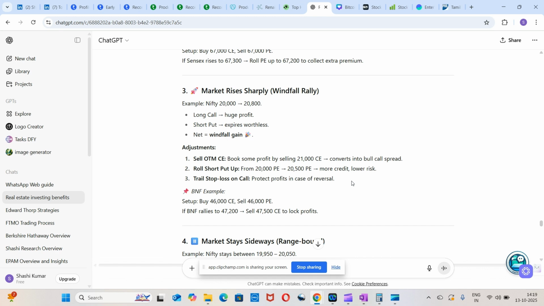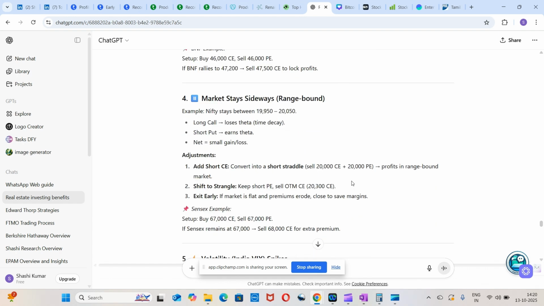Trail stop loss on call. You can trail the stop loss on the call, which protects profit in case of reversal. Okay. Market is sideways, range bound. If Nifty is between 19,950 and 20,050, long calls will have theta decay because it is sideways. Short put will earn the theta. Net, if short put theta is more than long call loss of theta, it will be a gain, or else it will be a loss.